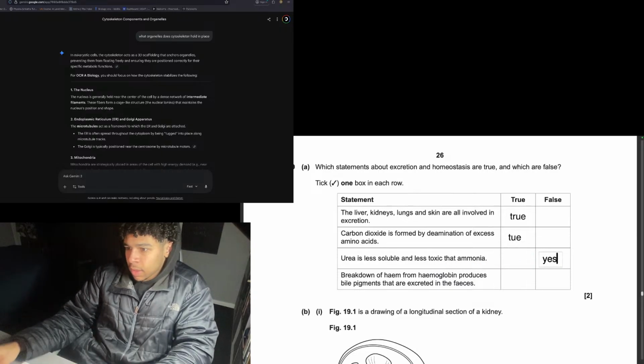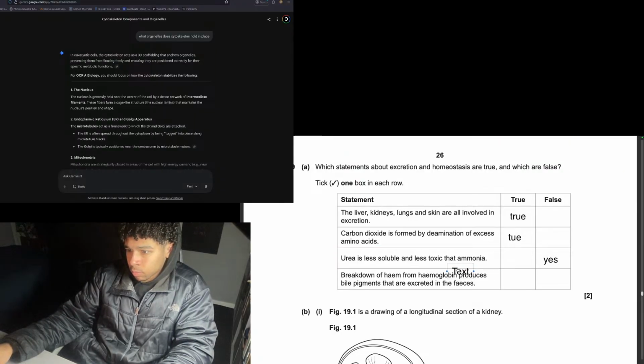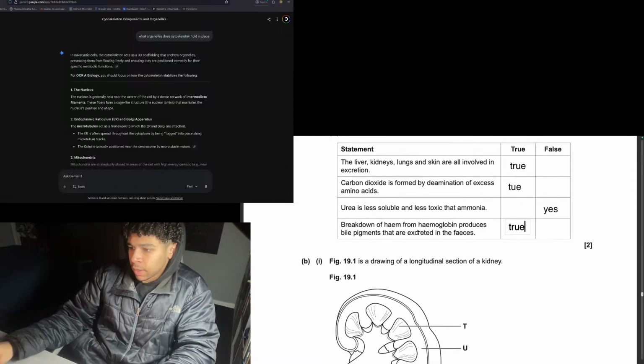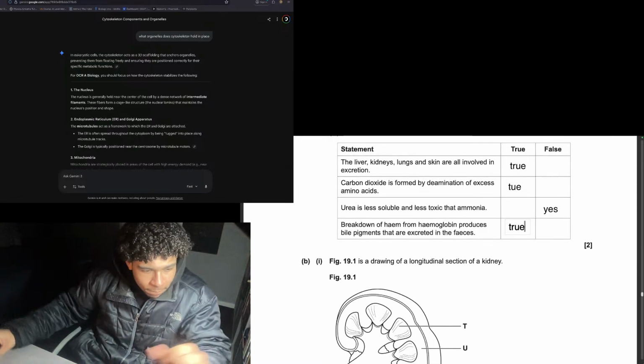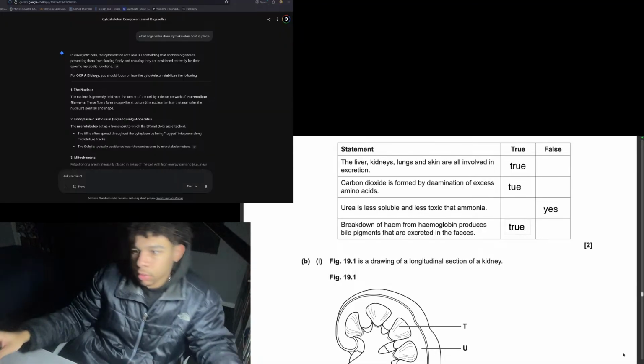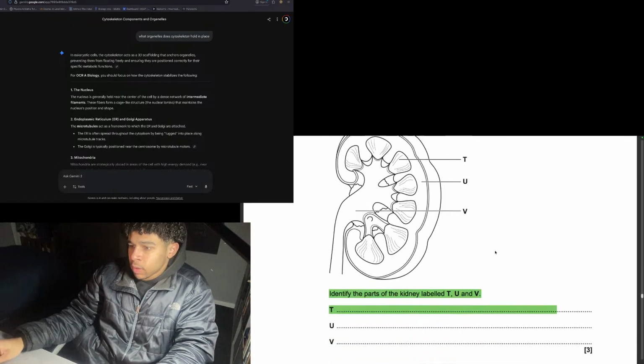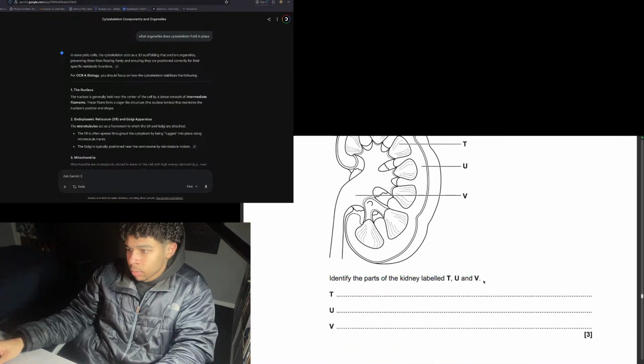False. It's more soluble. Hence why we make it. Yes, that's true. Oh my days! Got the most basic thing. Why is that just happened?